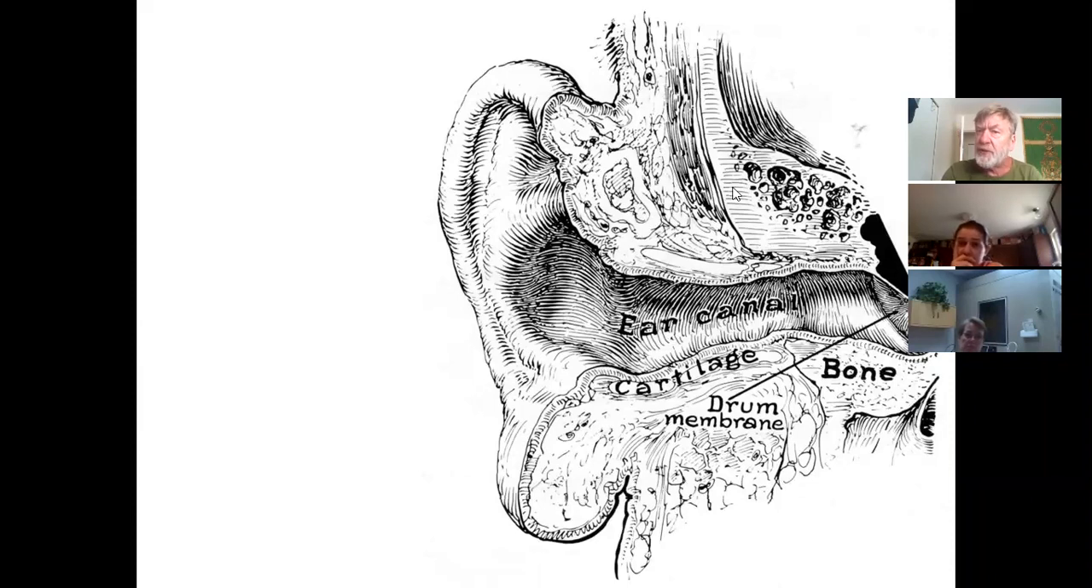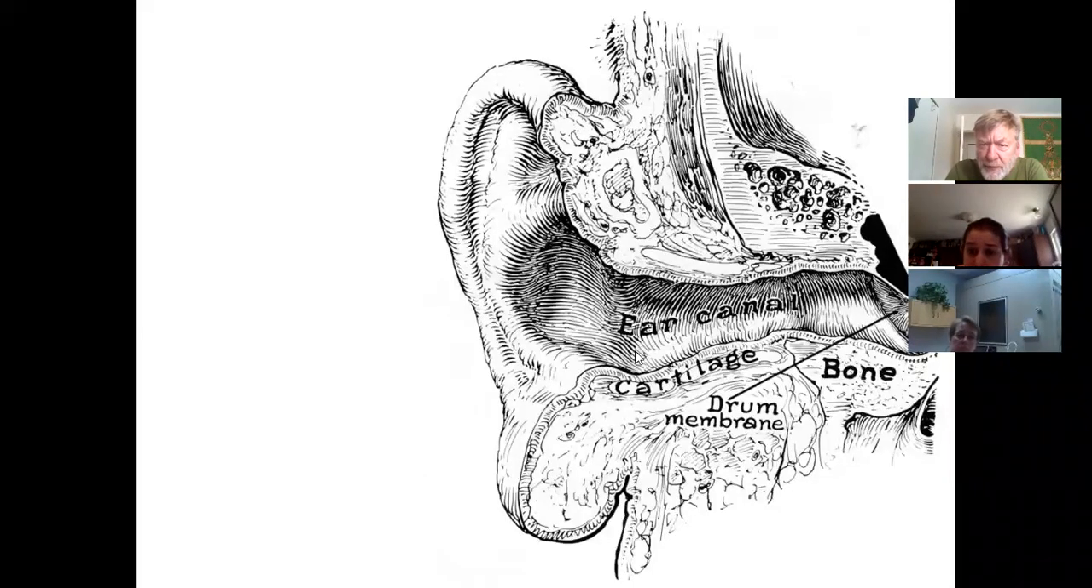Look where my cursor is. And then it covers bone here. So the outer half of your ear canal, the skin covers cartilage. The inner half of your ear canal, the skin covers bone. Now, again, grab your ear and look at how you can wiggle it. Okay, that's the cartilaginous portion. The inner half of your ear canal, the skin covers bone.